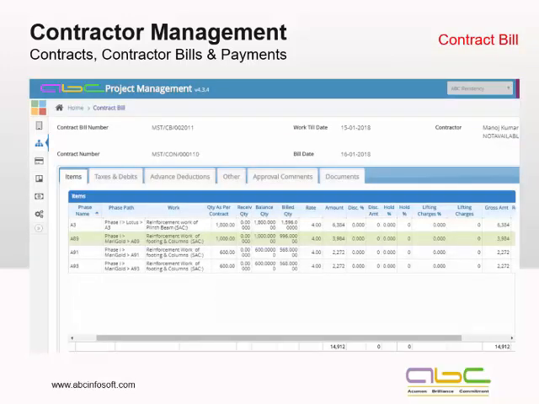Next, based on this daily progress, we are generating the contractor bill. Again, which phase, which work, quantity as per the contract, received quantity so far, balance quantity, billed quantity in this particular bill, what is the rate, amount, any discounts, hold amount, percentage lifting charges, then gross amount.